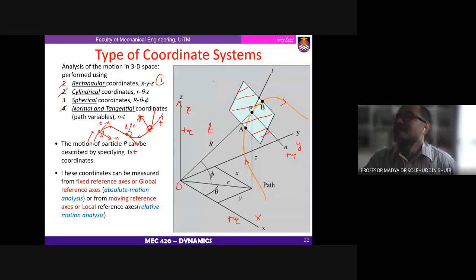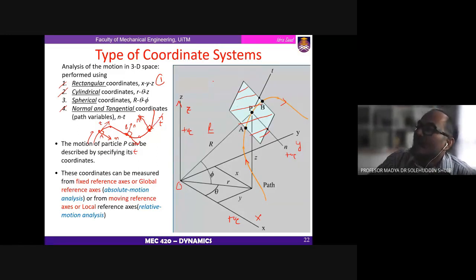In this case, you have the tangential coordinate along the path, and then you have normal, pointing to the center of rotation. This is what we call the radius of curvature, as some books call it. So this is normal and tangential, and this concept is clear.